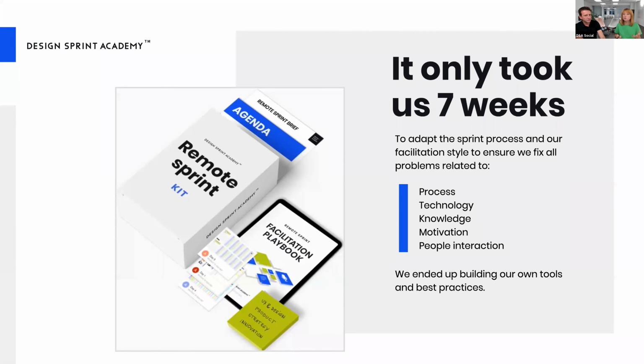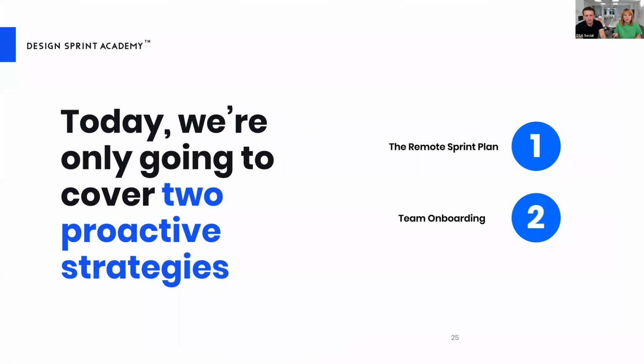We took more than 7 weeks to find all the proactive strategies that you can find in order to fix all the problems that might occur in a design sprint that are related to process, technology, knowledge, motivation, and people interaction. And while we were creating them, we ended up building our own sprint kit, our own tools, Mural boards, agenda, everything that could help us actually solve the problems before they arise. And today in this webinar, we're just going to talk about two of them, the remote sprint plan and the team onboarding.